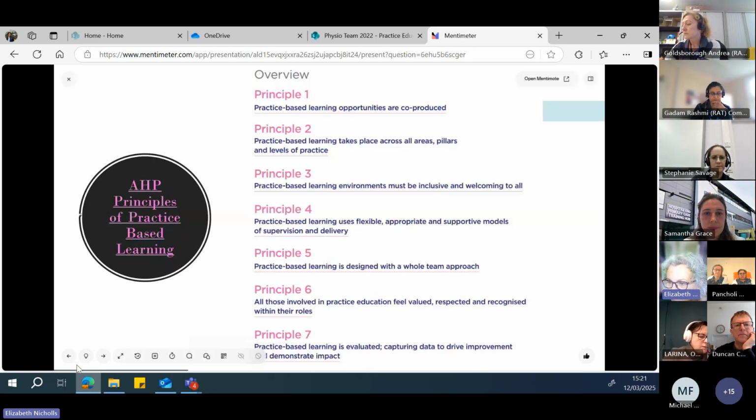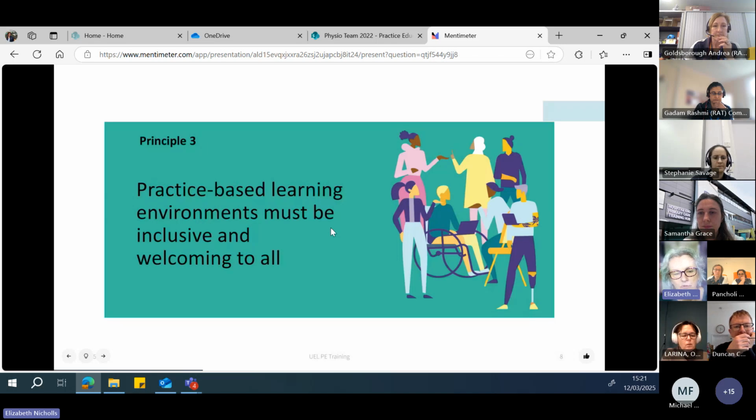But one of the key principles that we want to focus in on here, that is coming up quite a lot these days, is principle 3, which is that practice-based learning should be inclusive and welcoming to all. Now, what on earth do we mean by that? Some of you may have been able to attend the conference that we ran at UEL last year on neurodiversity in the clinical setting. What does that mean? And what are the implications for neurodiverse colleagues working in the workplace, or indeed for students coming out on clinical placement?